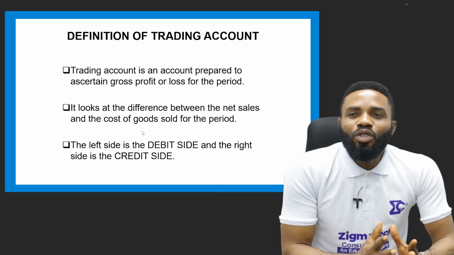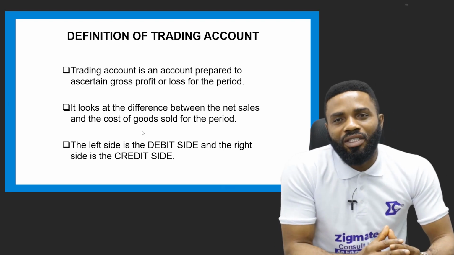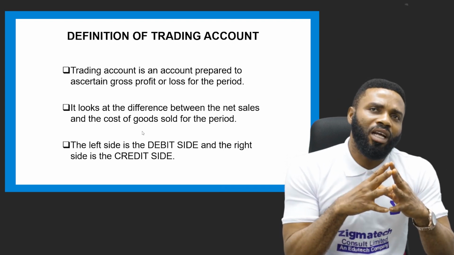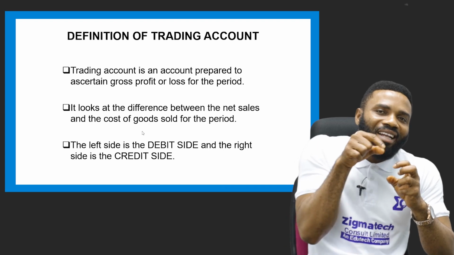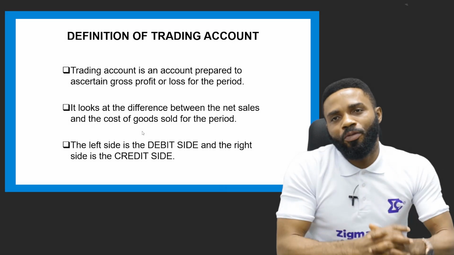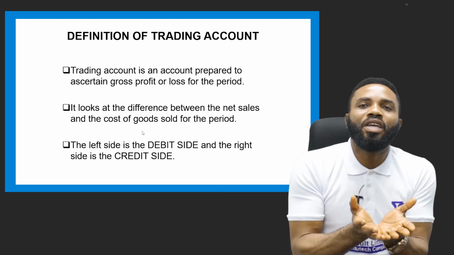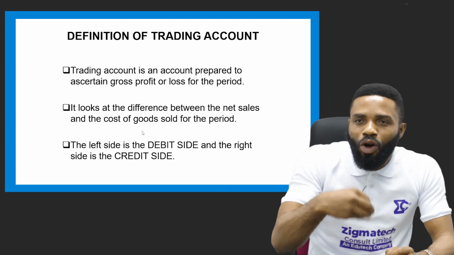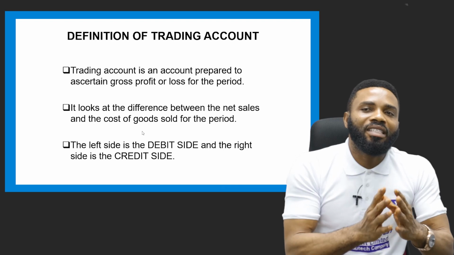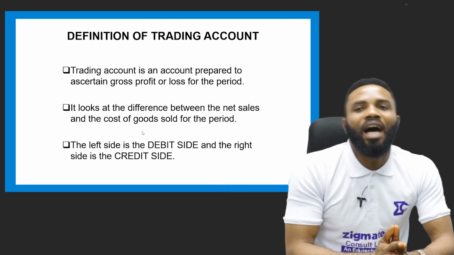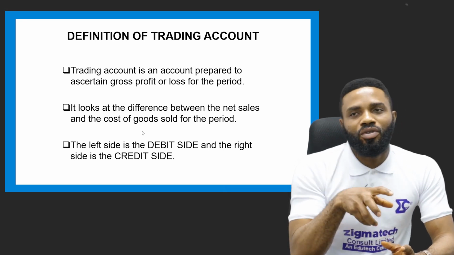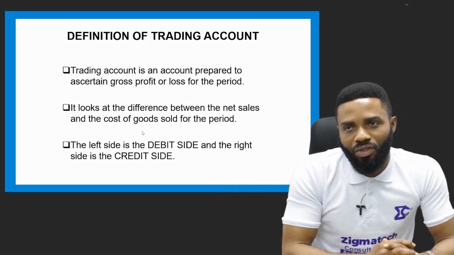And then we also look at the difference between net sales and cost of goods sold. When we talk about net sales and cost of goods sold, we are looking at what will give us the direction to the gross profit. In other words, how do we ascertain the gross profit? Gross profit is simply the difference between your net sales and your cost of goods sold. Net sales is simply your sales minus return inwards.